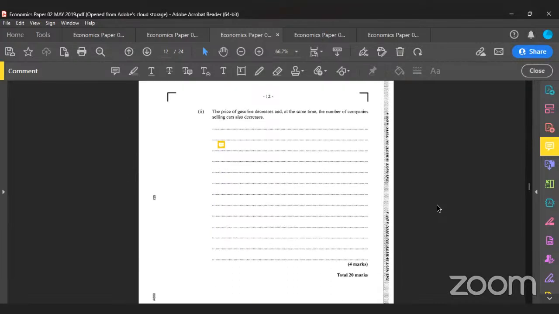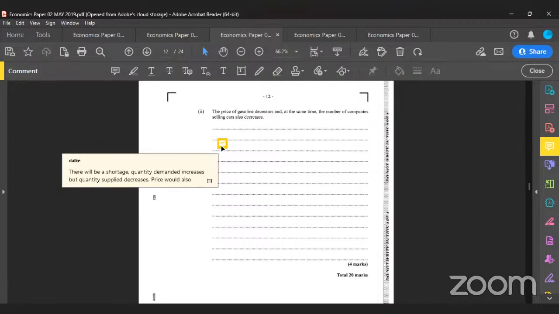Now, this second scenario is a bit more complicated. The price of gasoline decreases, and at the same time, the number of companies selling cars also decreases. So the first thing I said was that there will probably be some type of shortage. If the price of gasoline decreases, then persons would probably want to purchase more cars, right? Given that gasoline is elastic in reference to car demand. So they would want to purchase more cars.